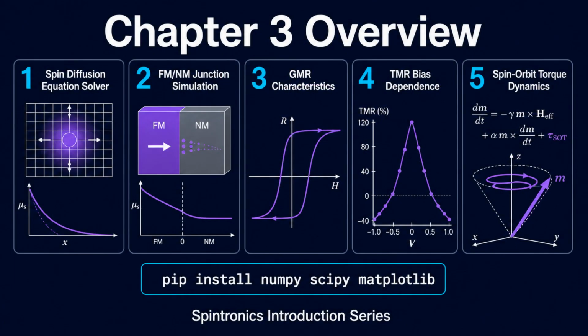Here's what we'll build in this chapter. First, we'll create a numerical solver for the spin diffusion equation. Then we'll model spin accumulation at ferromagnet to non-magnet junctions. We'll build a complete spin valve class for GMR simulations. We'll simulate TMR bias voltage dependence. And finally, we'll implement magnetization dynamics with spin orbit torque. You'll need NumPy, SciPy, and Matplotlib installed.